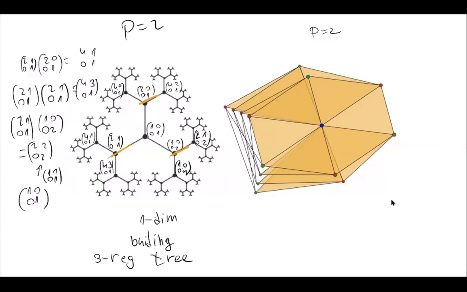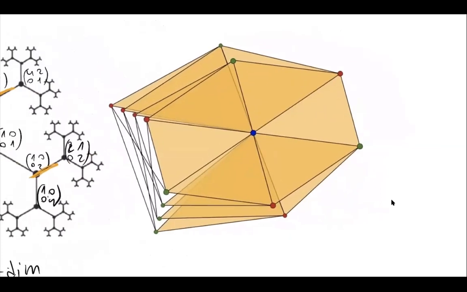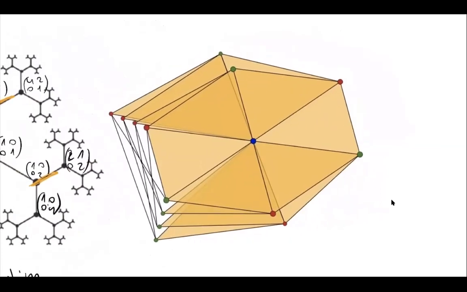No, great. So let's talk about the second picture here. Okay, so I'll get close to it. Here we have a two-dimensional building, so it will be a 3x3 matrix. So this again will be the identity. And there are two colors of vertices. The green vertices will have determinant P, and the red vertices will have determinant P squared.